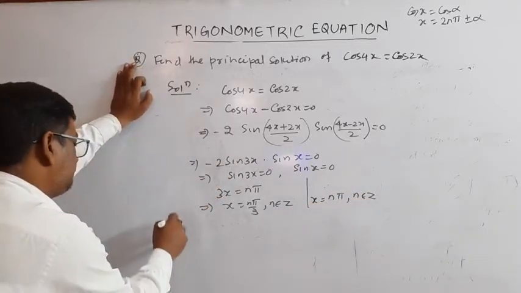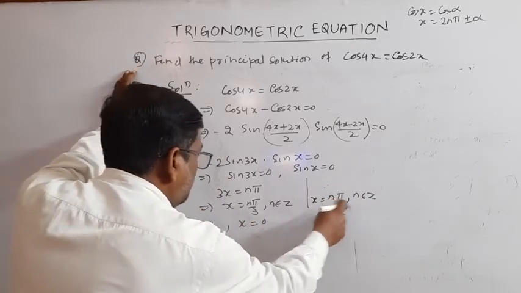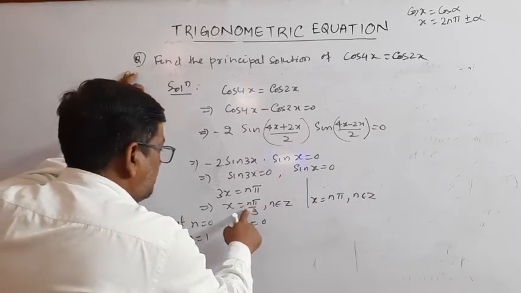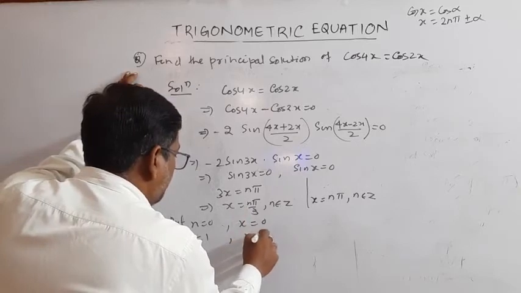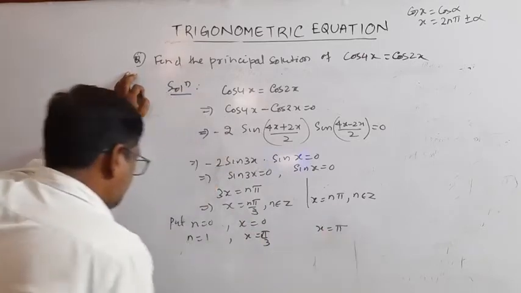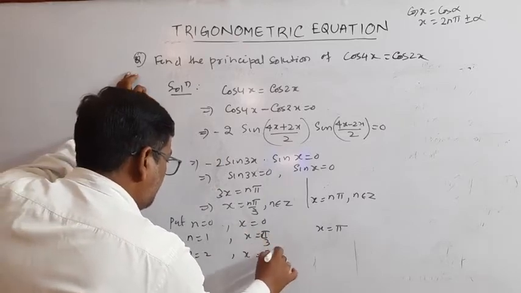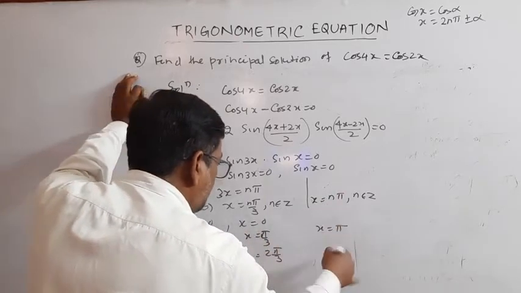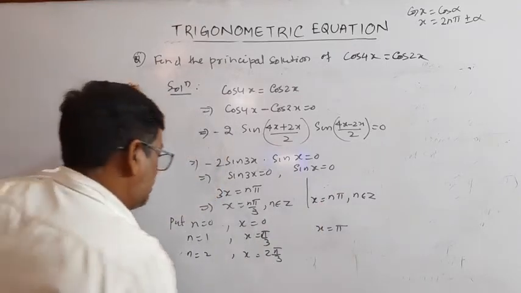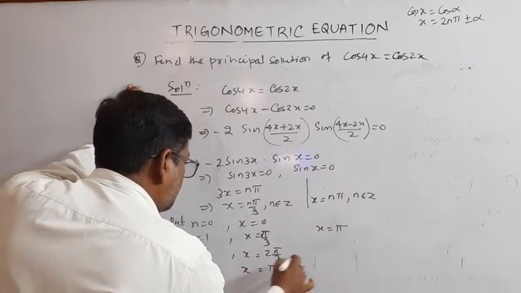Now put n is equal to 0. So x is equal to 0 here, here also 0. n is equal to 1, x is equal to pi by 3, and x is equal to pi here. n equal to 2, so x is equal to 2 pi by 3, and here this is 2 pi, and 2 pi is not included. So n equal to, suppose 3, x is equal to pi exists here.